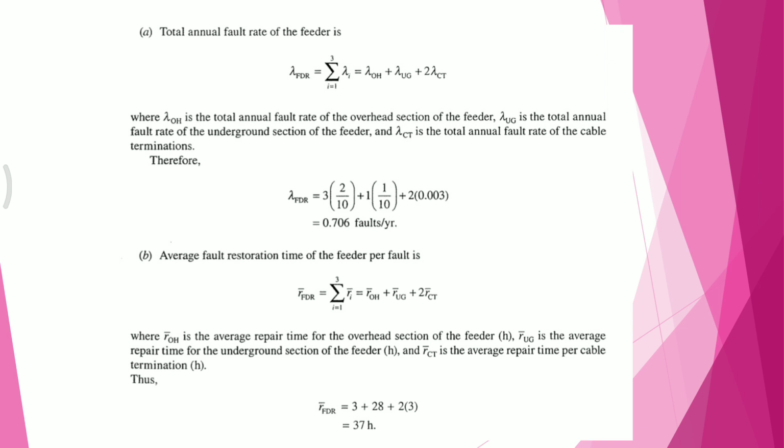Similarly, for the underground section, 1 is the length considered, that is 1 mile for the underground section, and 1 by 10, which is the 1 fault per circuit mile and 10 years, plus 2 into 0.3%, which has been given in the question as the cable termination fault rate. From this we get 0.706 faults per year.